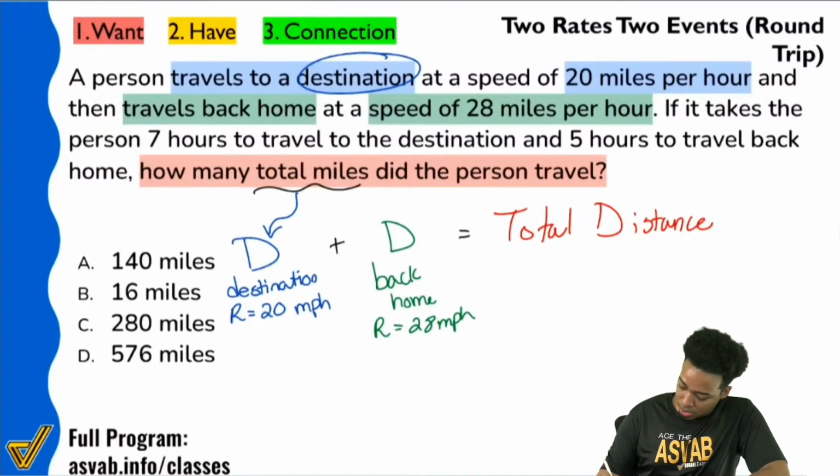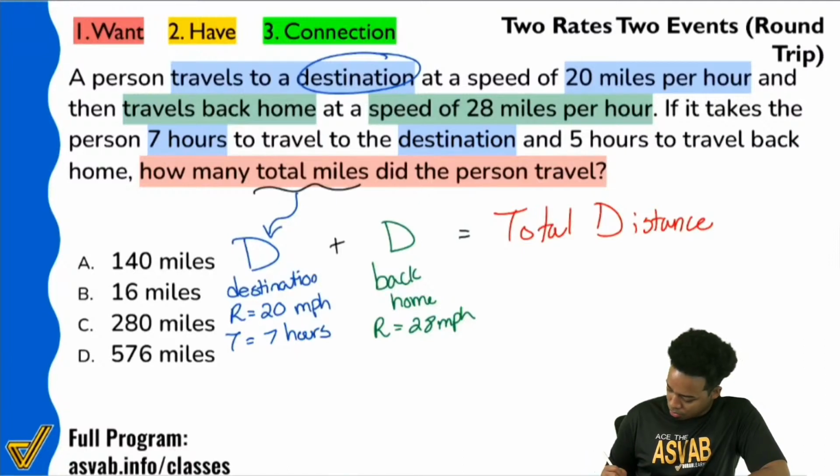And then it says if it takes the person 7 hours to travel to the destination. So right there, travel to the destination is 7 hours. So I'll go ahead and write that out right there. Boom, time equals 7 hours. And then the time back home, right over here, it says 5 hours to travel back home.